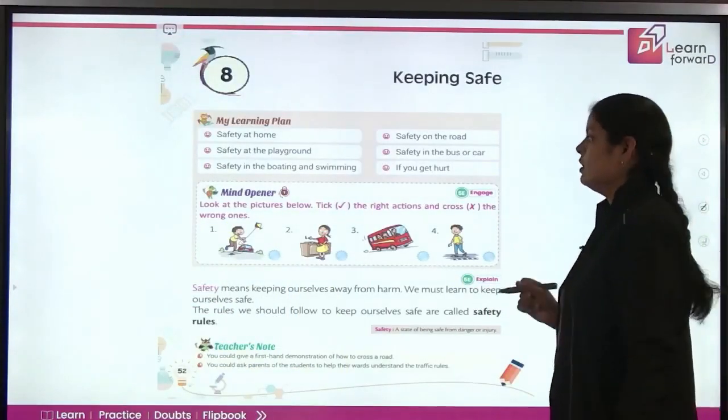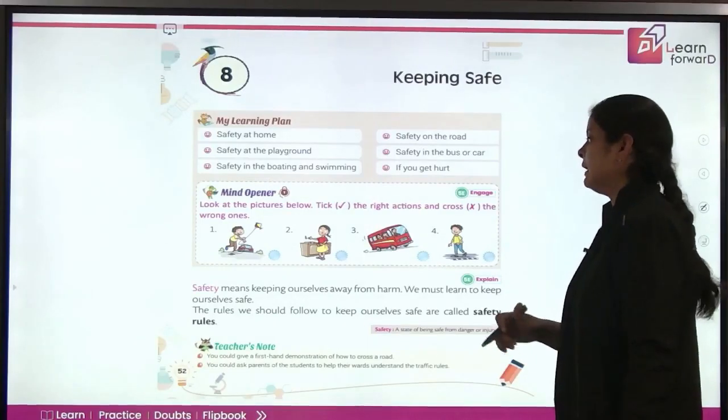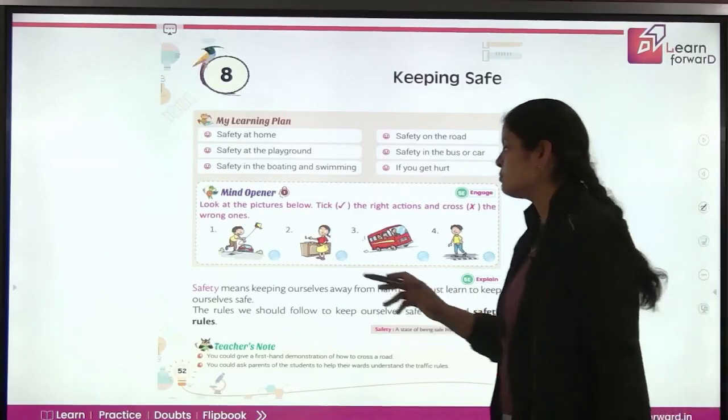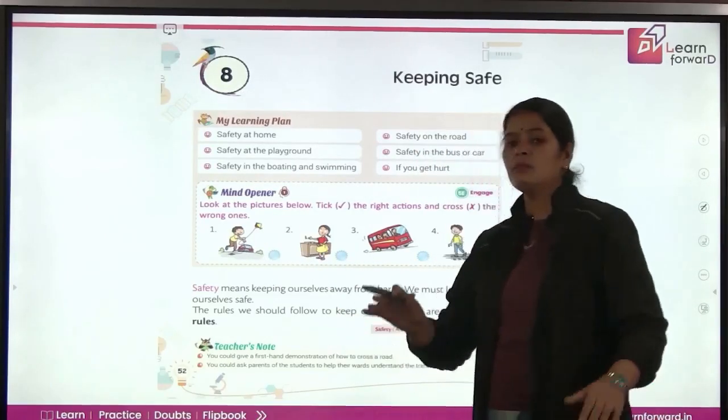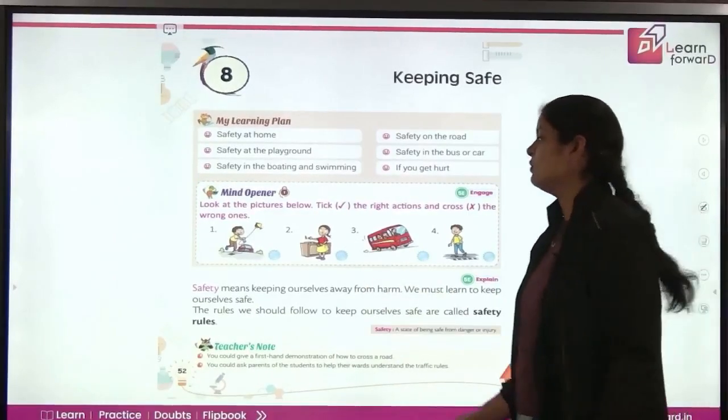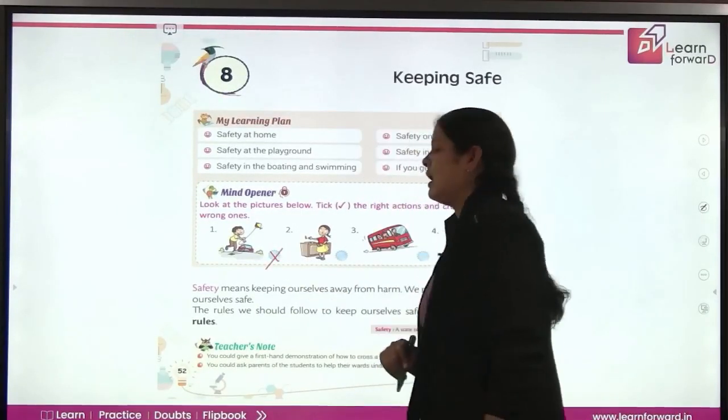So let's start. Look at the picture given below. Take the right actions and cross the wrong ones. This boy is flying a kite in the middle of the road. The vehicle can come from either way. So this is a wrong action.